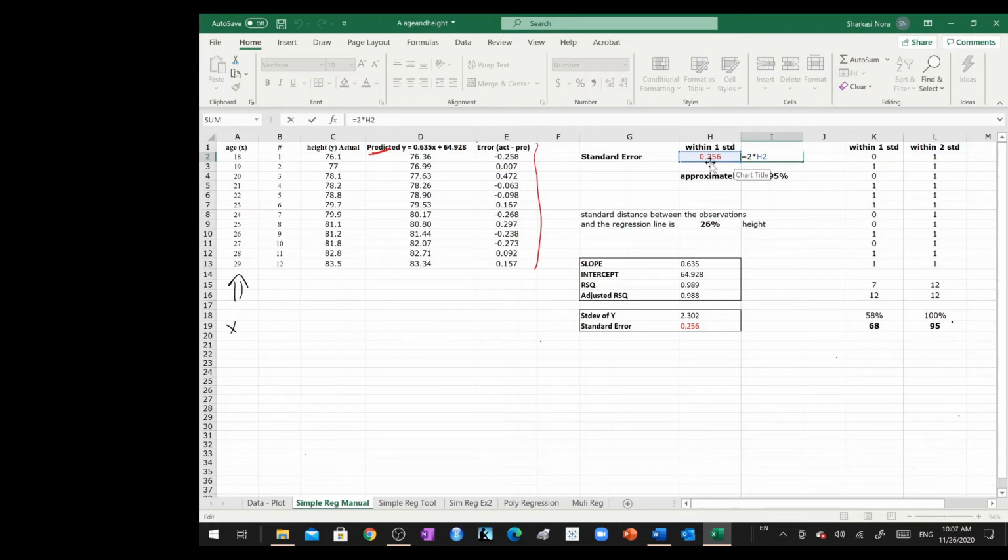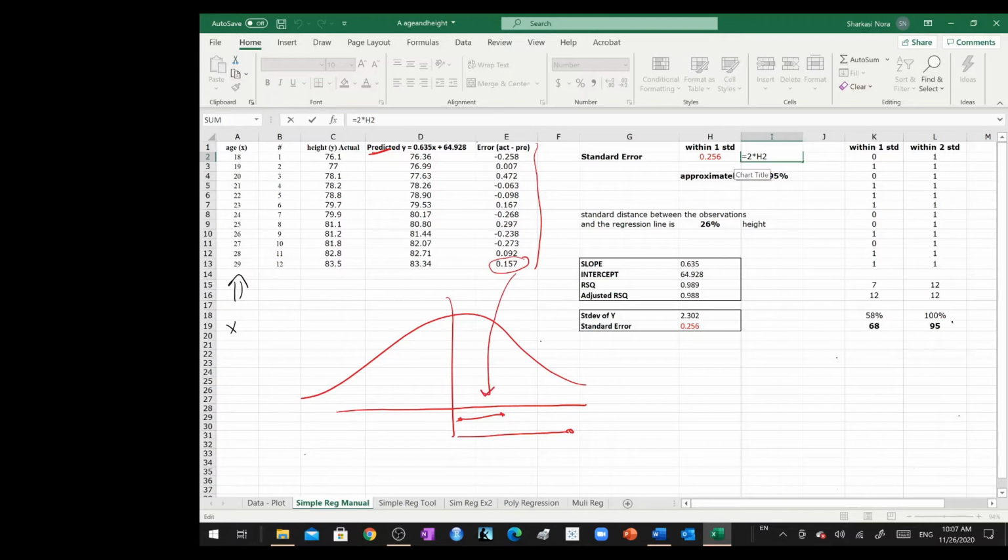Two standard error here is basically 2 multiplied by the standard error, right? So if this is over here, the midpoint, and this is 1 standard error in the positive, this is 2 standard error, you need to find out if this error over here lies within 1 standard error or within 2 standard error. This is what we are trying to say.